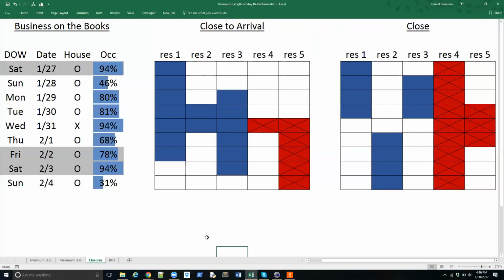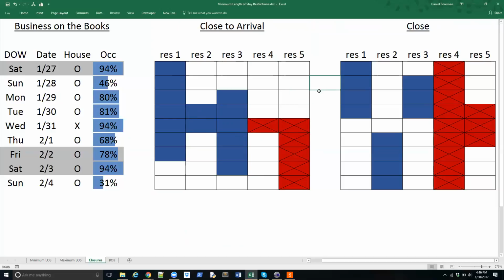So the close to arrival, let's start with that one. It looks like this Wednesday, the 31st coming up, this night it's really close to a sellout. So let's say for some reason, maybe some rooms went out of service, or we noticed something that we didn't like. So just to be safe, we added a close to arrival. Keep in mind, just like the name suggests, it only closes reservations to arrival on that day. So what a lot of times GMs and owners think that it's doing, it's not doing at all. So all it's doing is blocking out this reservation 4 and reservation 5 because they arrive on the 31st.